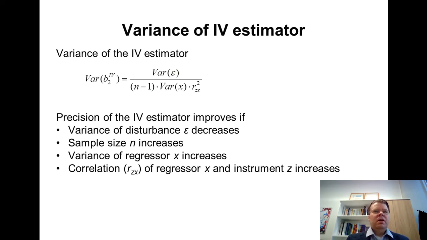decreases the larger the variance of the disturbance term epsilon is. On the other hand, a larger sample size helps to improve the precision. A larger variance of the explanatory variables is helpful, like we have always emphasized. And also a high correlation between z and x is useful, high in absolute terms. So it can also be a negative correlation. If we have a negative correlation, but the squared value of the correlation coefficient is high, then that's also helpful. The correlation between x and z doesn't have to be positive, it can also be negative.